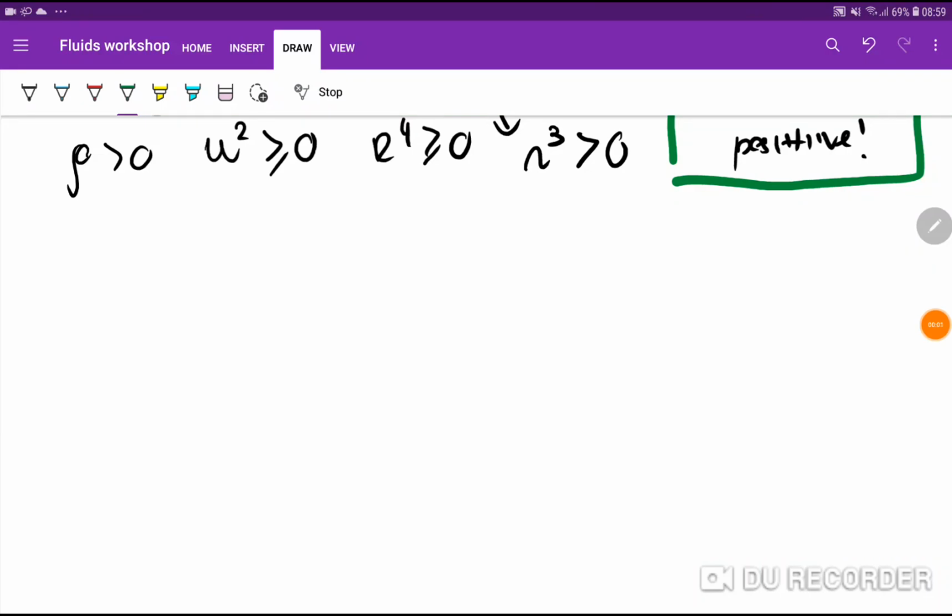Hi y'all, welcome back. Let's go ahead and solve the last part of this worksheet. I know we have gone through a very long journey.